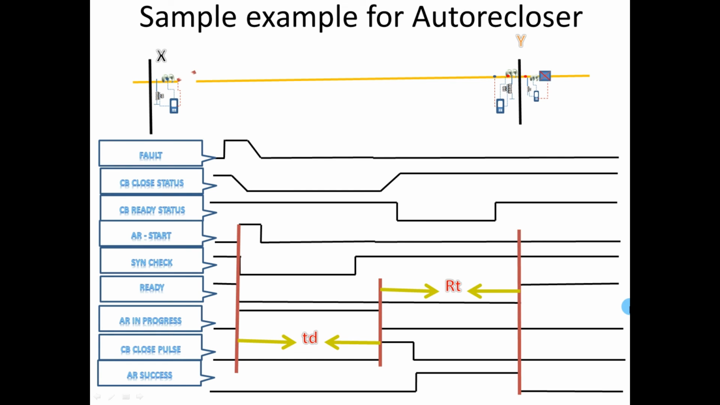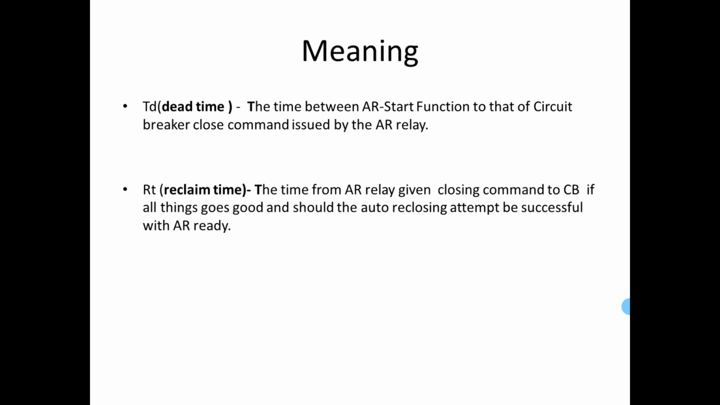Now in this we have two timings. One is dead time, another one is reclaim time. We'll see what is dead time. The dead time is the time from AR initiation to the CB close pulse, and the reclaim time is the time from the AR close pulse to the AR success. The dead time is the time between the AR start function and the circuit breaker close command issued by the AR relay. The reclaim time is the time from the AR close command to the CB, if all things go good, and the AutoRecloser attempt should be a success with AR ready.